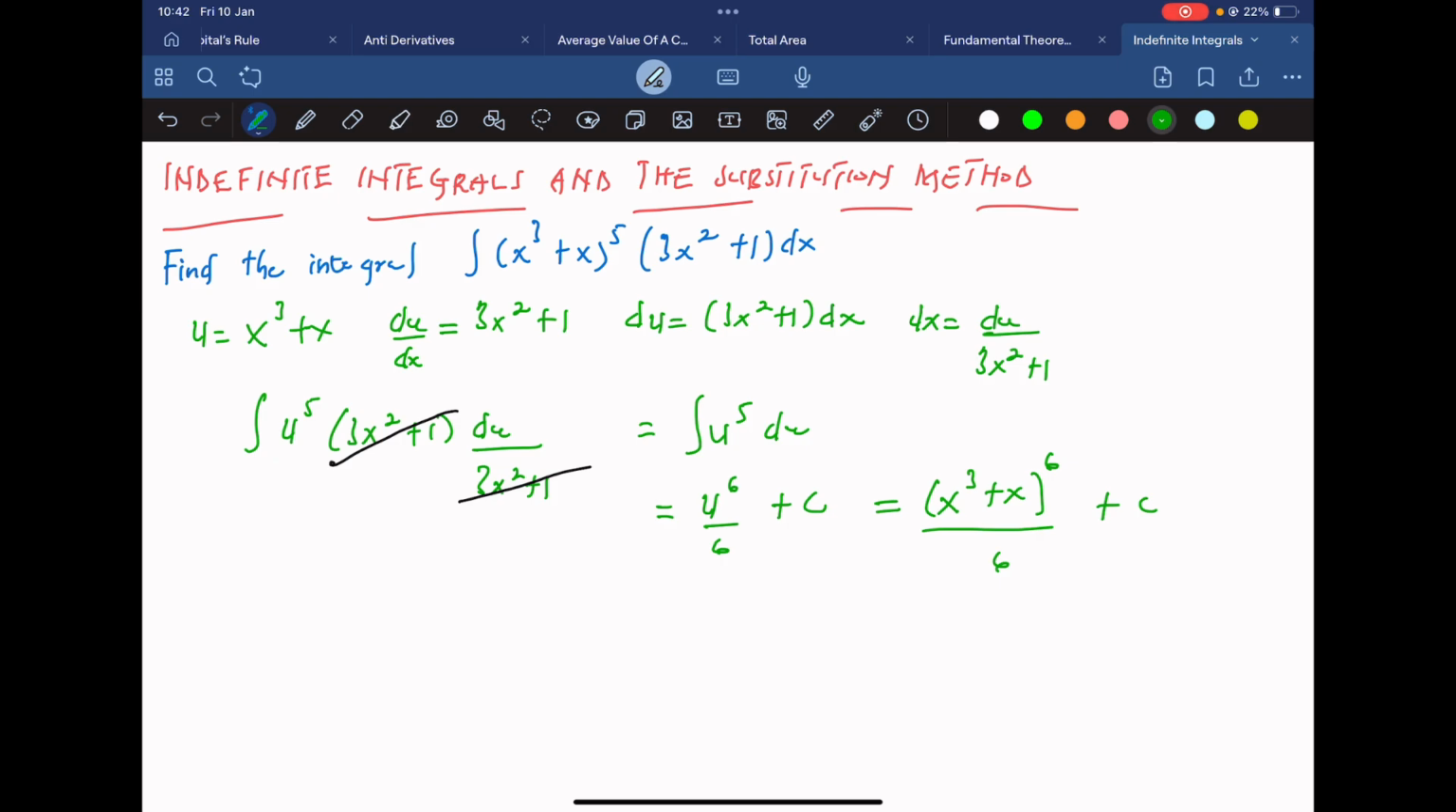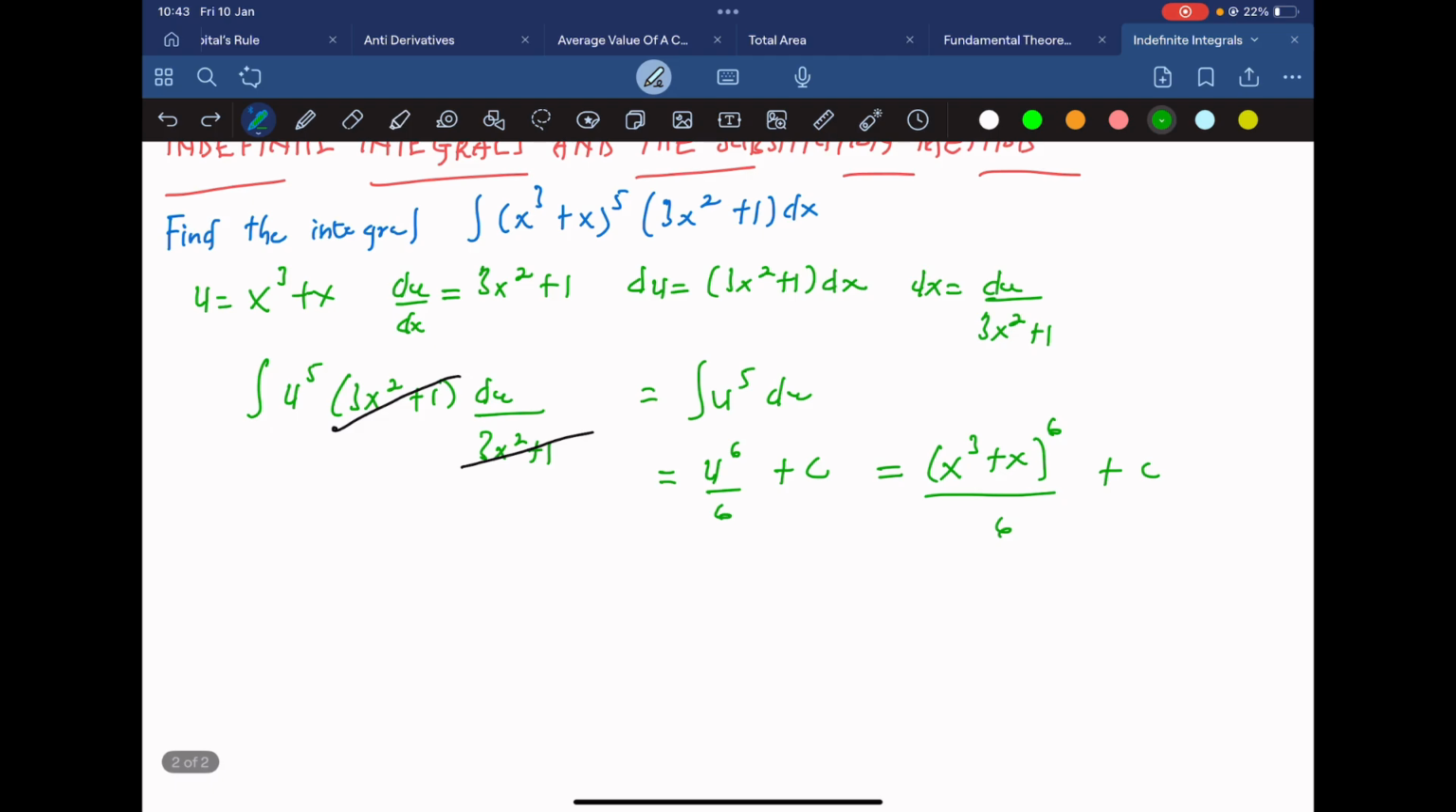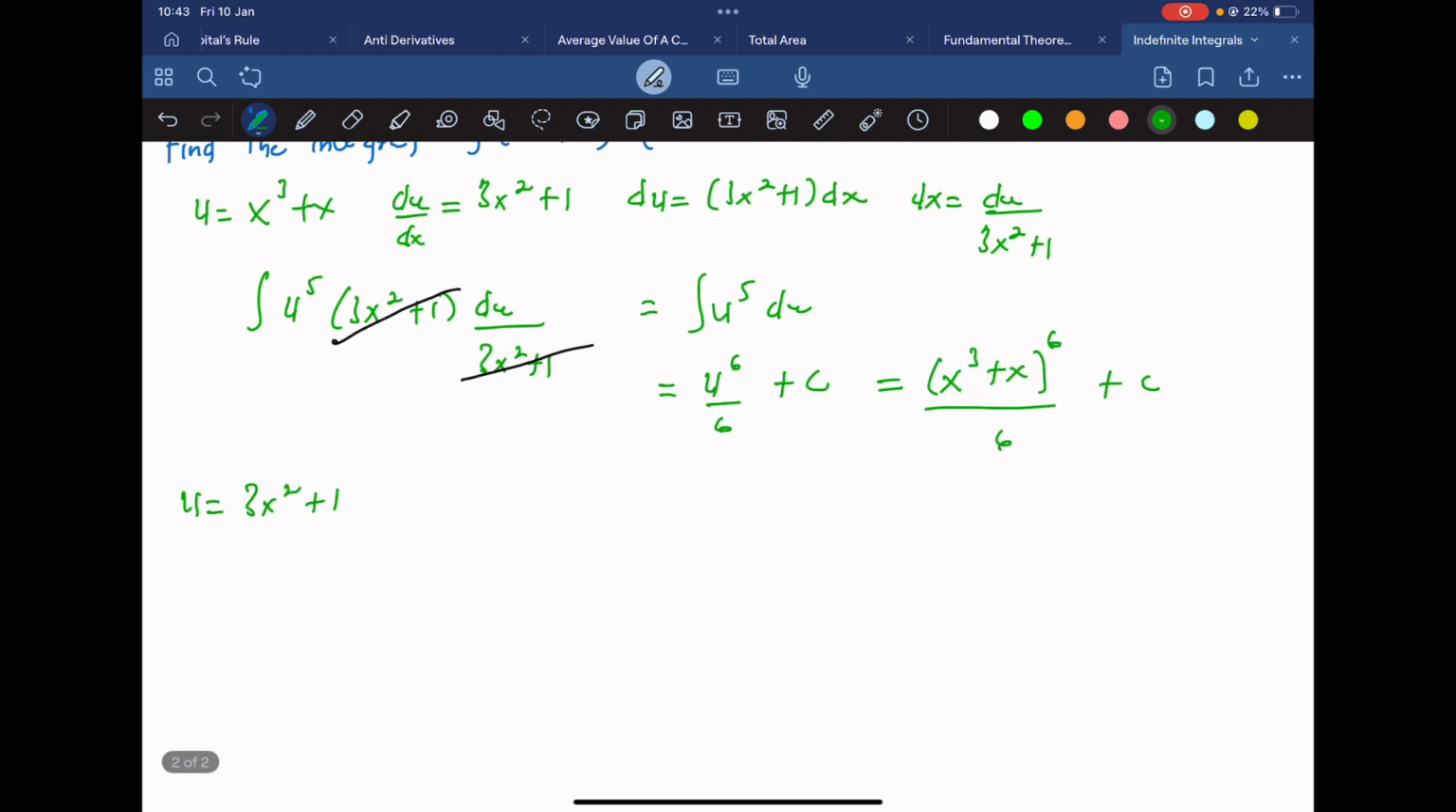Now, the reason why this u was able to satisfy this problem was because we were able to do some cancellation right here. Now, let's see, what if we selected u to be 3x squared plus 1? If we did that, we would have gotten du equal to 6x dx, right? And we are going to have dx to be equal to du over 6x.